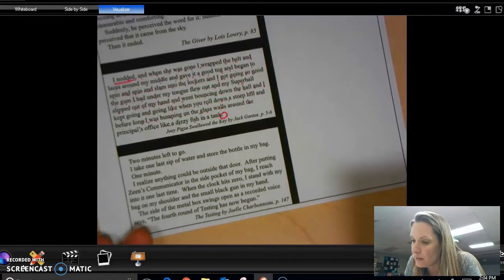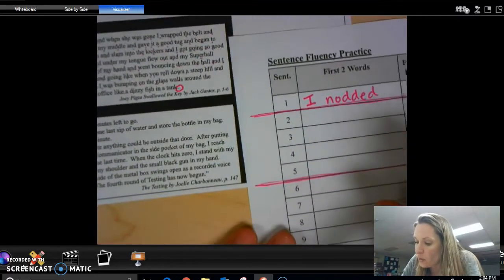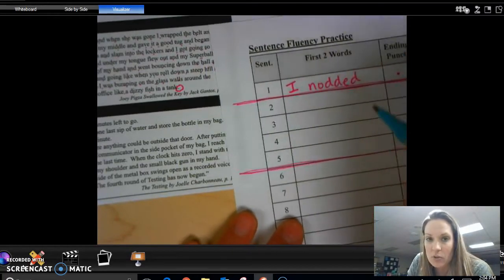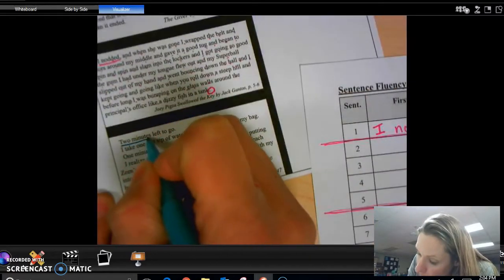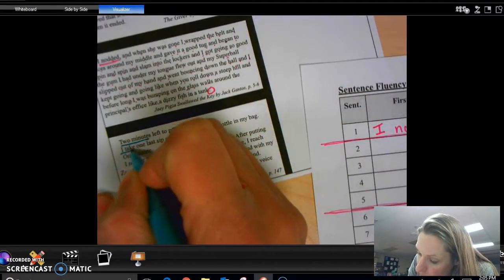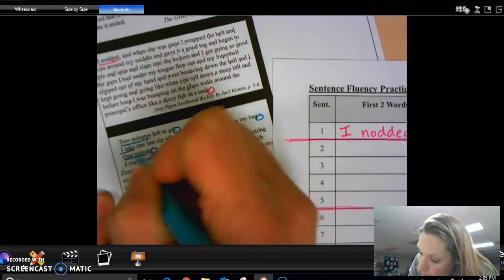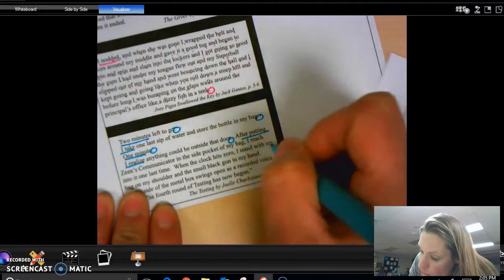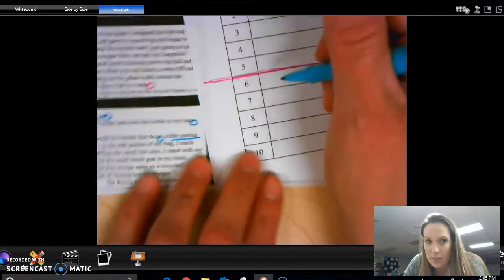So the next text we're going to take a look at and do the same process with here is, let's see, let's come down to this one down here from The Testing by Joelle Charbonneau. And I'm going to start my process again. So here's sentence number 1, ending punctuation, ending punctuation, ending punctuation. Okay, so I'm only going to do 5. And then let's look for a trend.